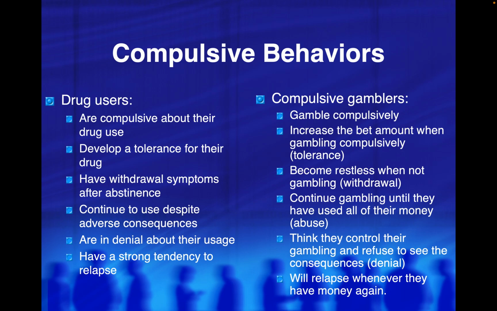Drug abusers continue to use despite adverse consequences. Compulsive gamblers continue gambling until they have used all their money. This is, of course, a form of abuse. Drug users are in denial about their usage. Compulsive gamblers think they control their gambling and refuse to see the consequences. They're in denial. Drug users have a strong tendency to relapse. Compulsive gamblers will relapse whenever they have money again.